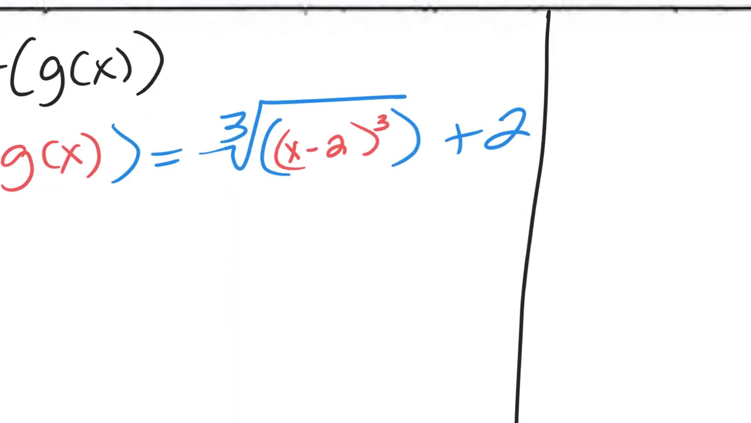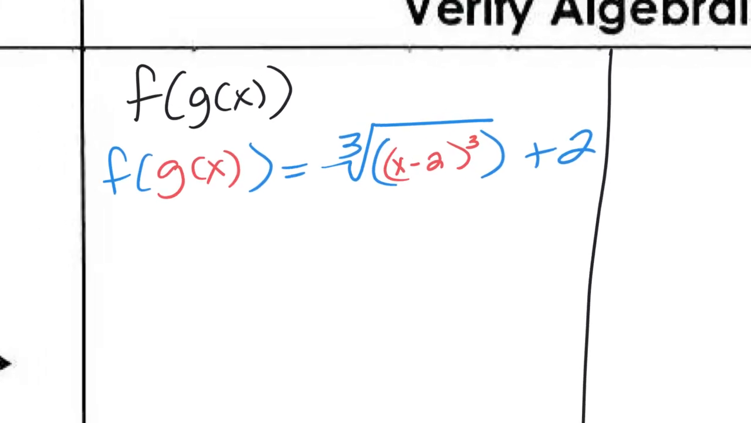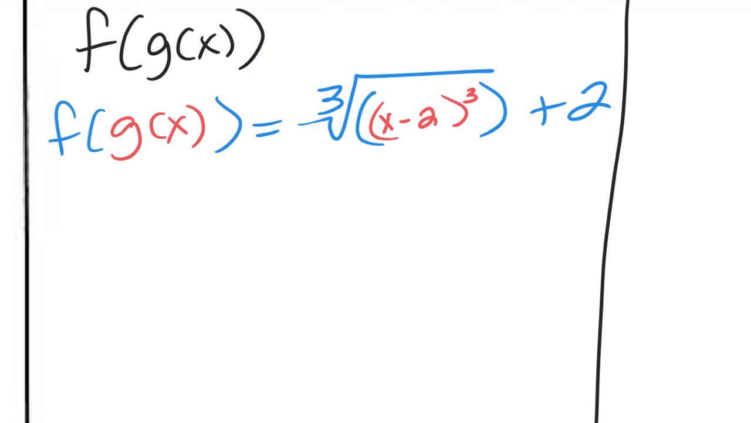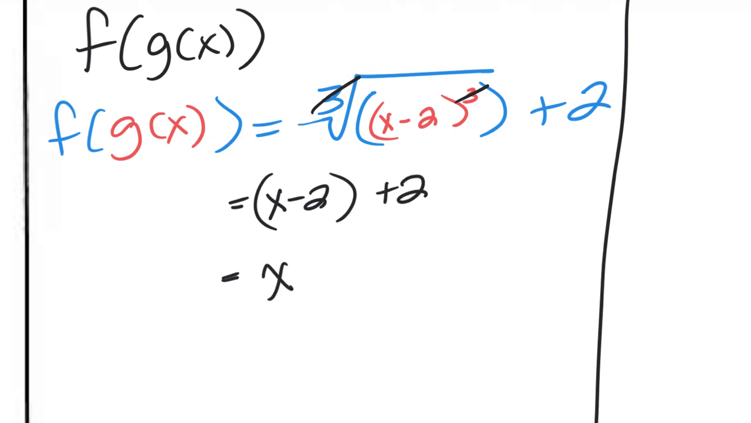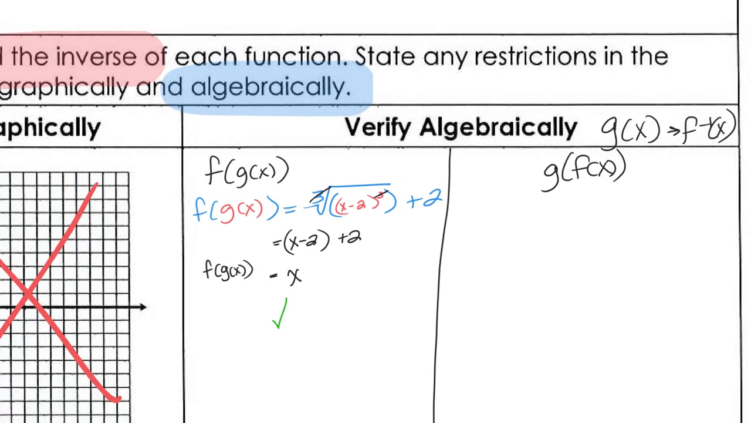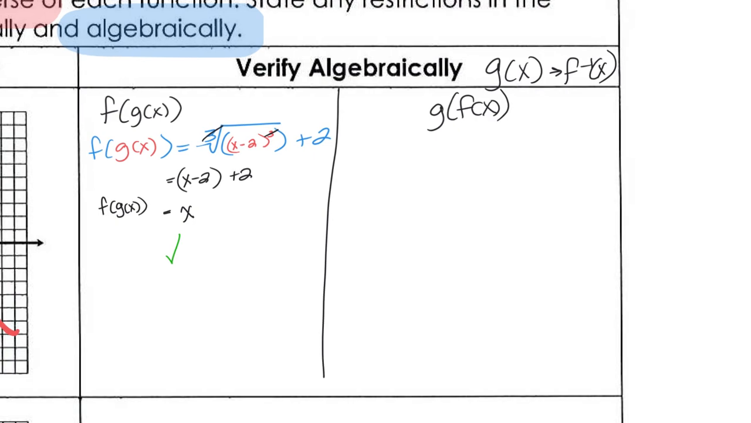was our inverse. So we found it, and now we have to prove it algebraically that, hey, these really truly are indeed inverses. So a cube root and a cube cancel each other out, leaving us with just x minus 2 plus 2. And if I math that, I get just plain old x, which is exactly what we want. It cannot just happen on one side. It's got to happen on both.